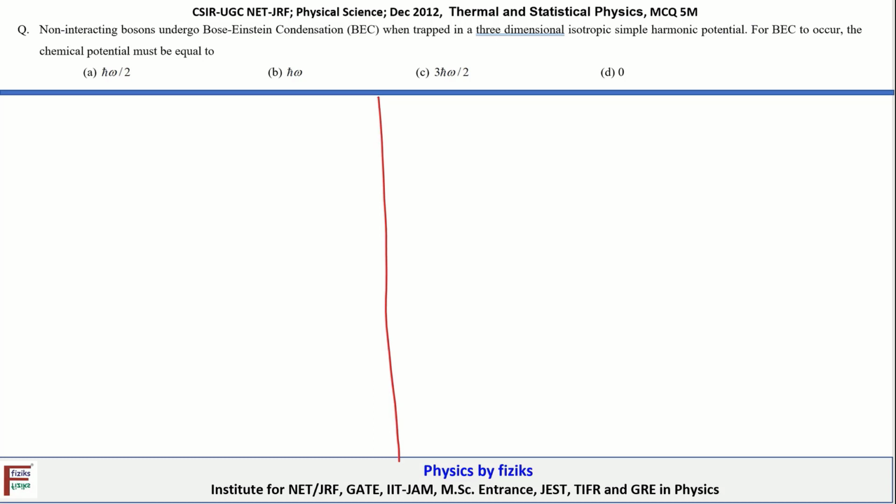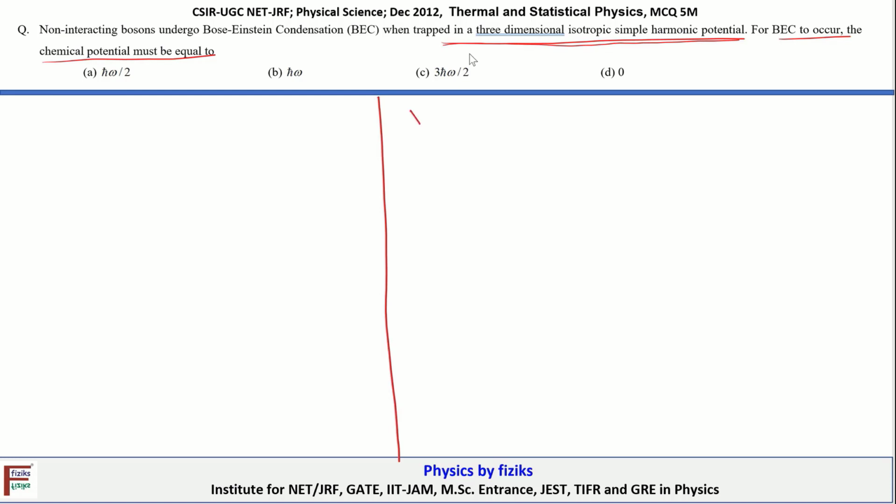Let's take a look at the next problem. This problem is from Bose-Einstein condensation. The statement is, non-interacting bosons undergo Bose-Einstein condensation when trapped in a three-dimensional isotropic simple harmonic potential. For Bose-Einstein condensation to occur, the chemical potential must be equal to... Okay, so let's pay attention to the line that I have highlighted here. It's a three-dimensional isotropic simple harmonic potential.